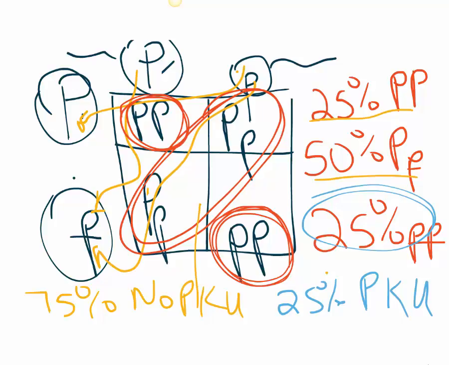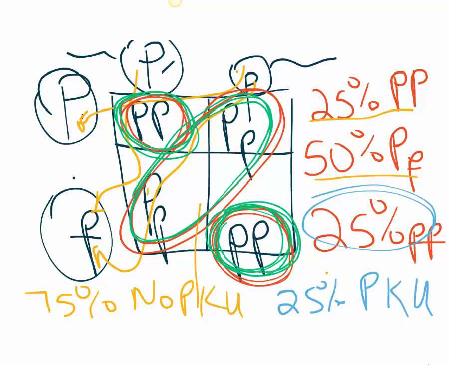And the next question asks how many genotypes are available. Well, for that, I just look inside my Punnett square. Here's one genotype combination, 2 big P's. Here's another genotype combination, big P, little p. And here's the other genotype combination, which is little p, little p. So there's 3 genotypes possible. And that concludes example number 1.